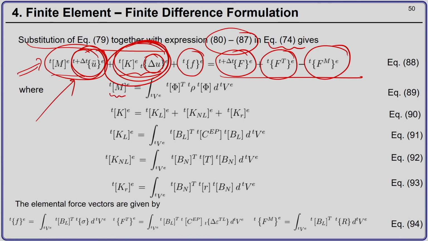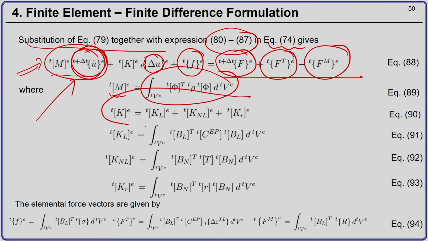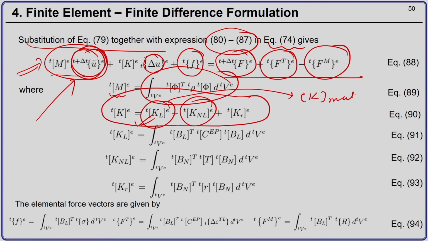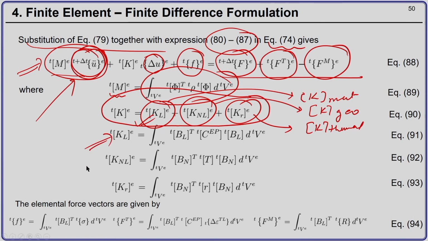Here M is nothing but your elemental mass matrix. Okay. This is like N transpose rho N. Okay. This is the elemental tangent matrix. So, this has the linear part and the nonlinear part. So, this is what we saw in our previous discussion. This was K material. Okay. So, this was K geometric, the geometric stiffness, and this is the stiffness which comes because of the thermal effect. Okay. So, this is the linear part, this is B transpose C B.